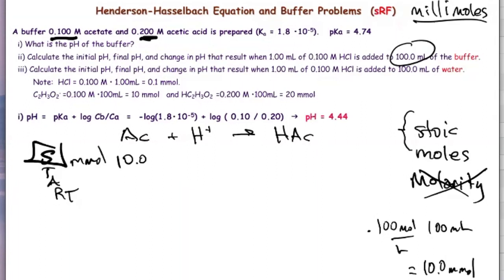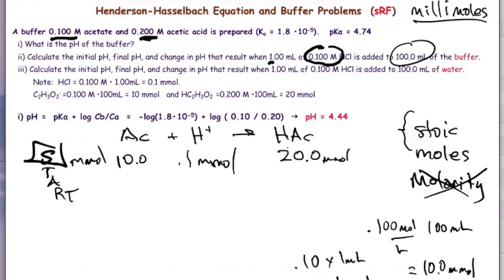Our acetic acid is 0.2 times 100, and so that will be 20 millimoles. Our hydrogen ion concentration, we have 0.1, and what we're doing is we're introducing 1 milliliter of that. So that's just 0.1 millimoles. So that's our starting chemicals.